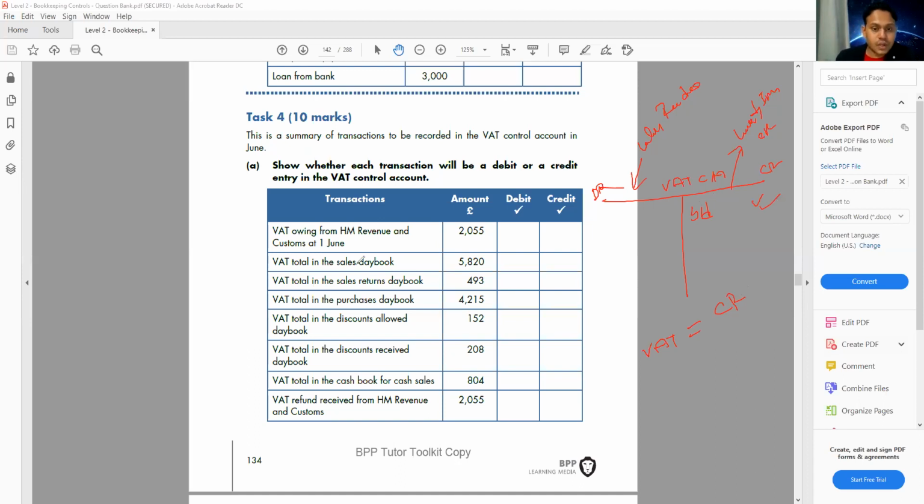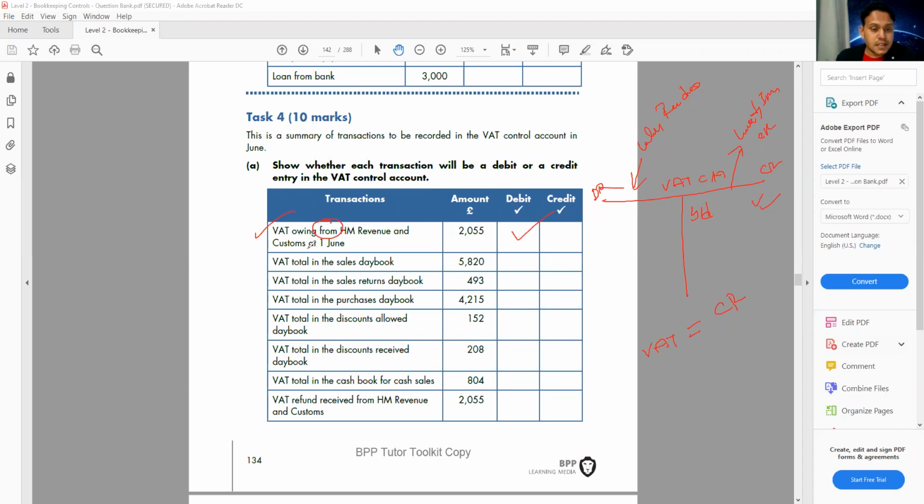The first one says VAT owing from HMRC and customs, first June. I'm expecting some VAT from HMRC. I didn't receive it yet, and I'm going to get some VAT. So that is my asset, isn't it? If I'm going to receive some money from someone, that is my asset, and my asset is my debit. So I'll say that's my debit.